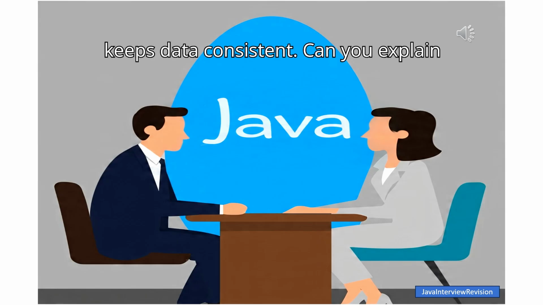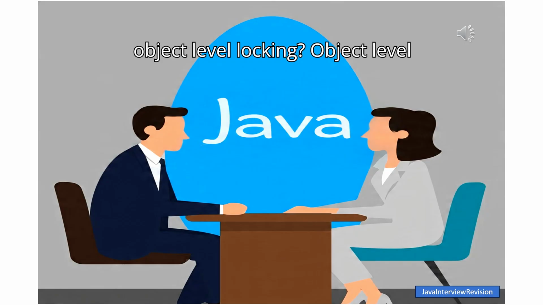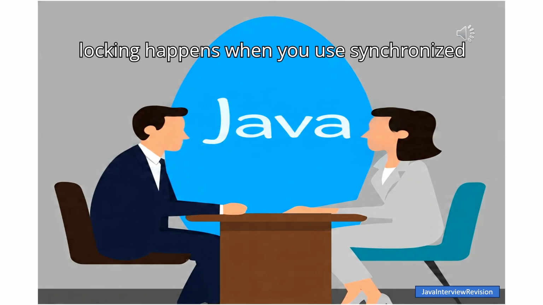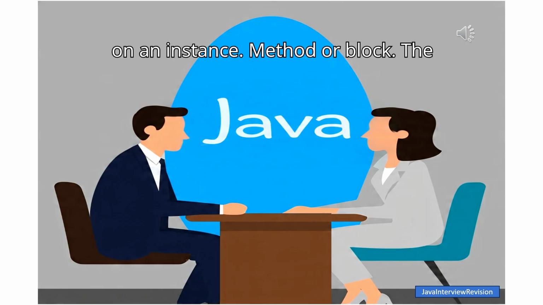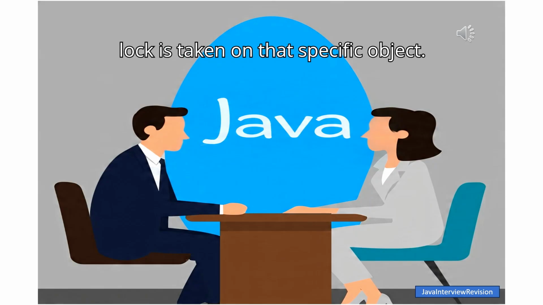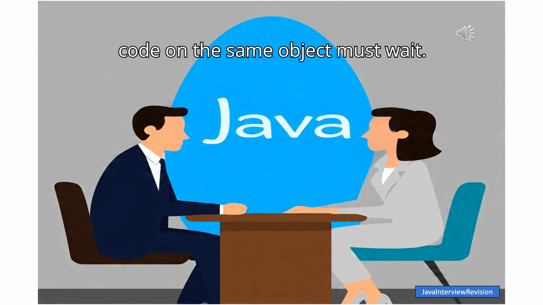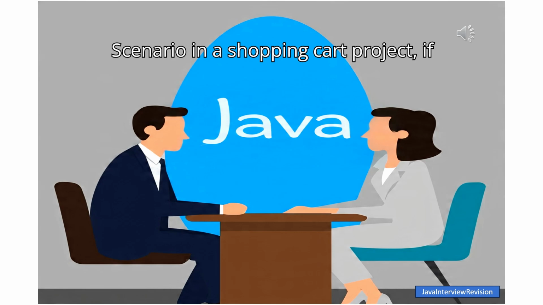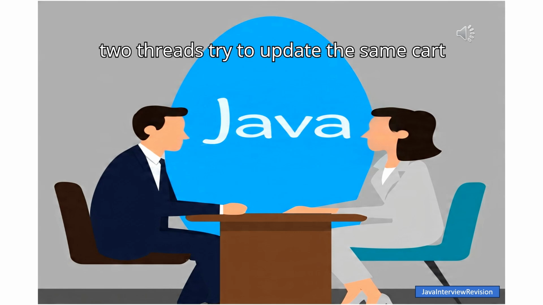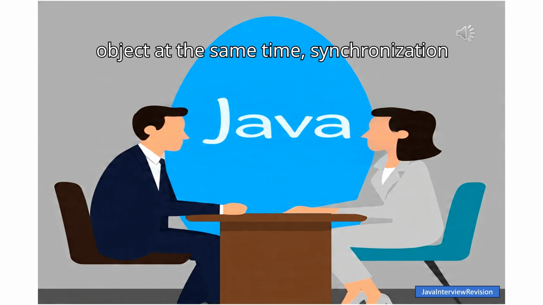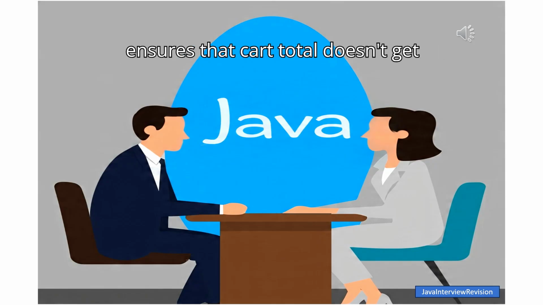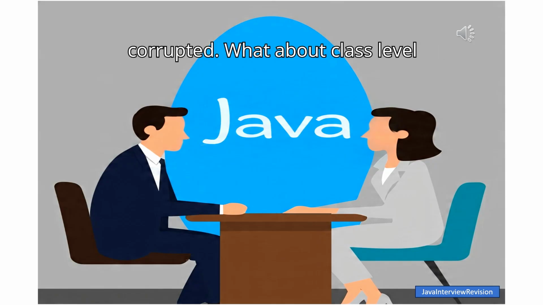Can you explain object-level locking? Object-level locking happens when you use synchronized on an instance method or block. The lock is taken on that specific object. Other threads trying to use synchronized code on the same object must wait. Scenario: in a shopping cart project, if two threads try to update the same cart object at the same time, synchronization ensures the cart total doesn't get corrupted.